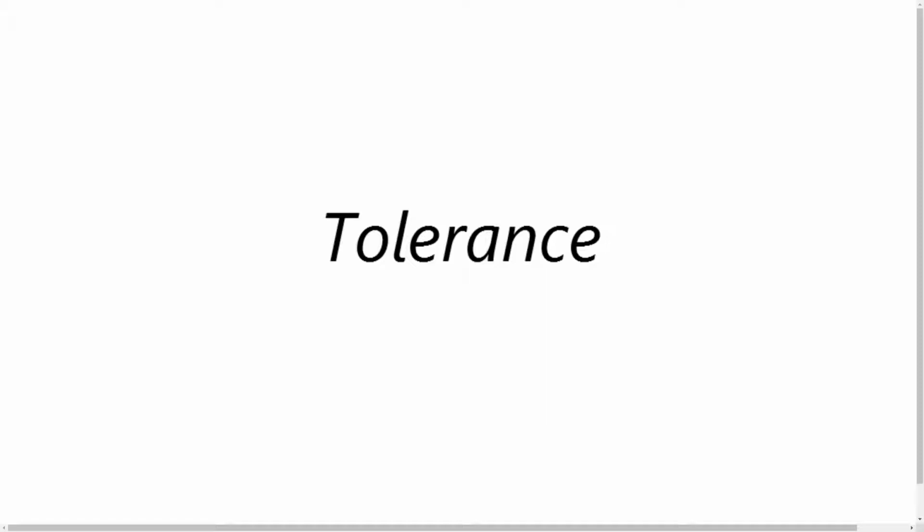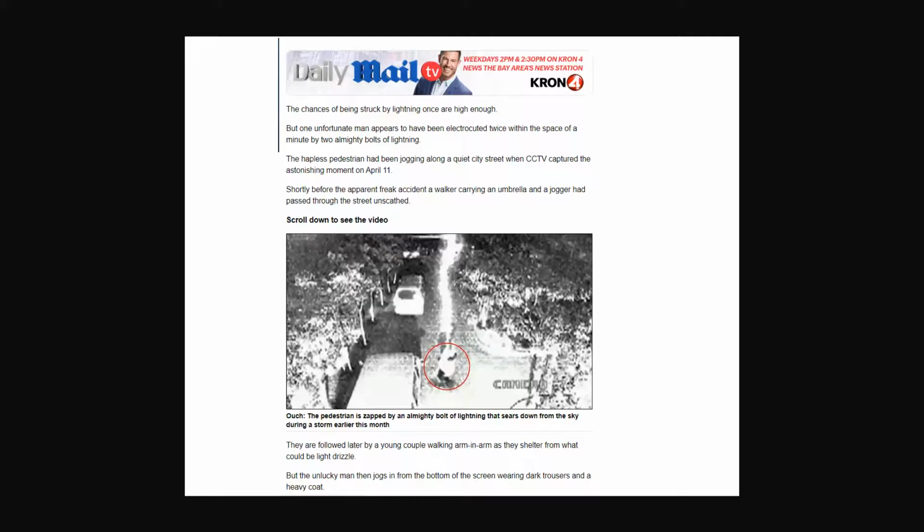Tolerance: you don't get what you want. The more tolerant you are, the less likely you are to get what you want. What do I mean? Let me show you the world of probability, how tolerance comes into play, and how it relates to the concept of a range.